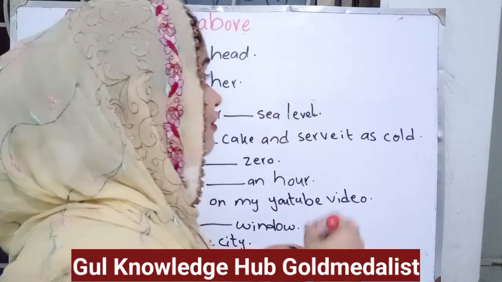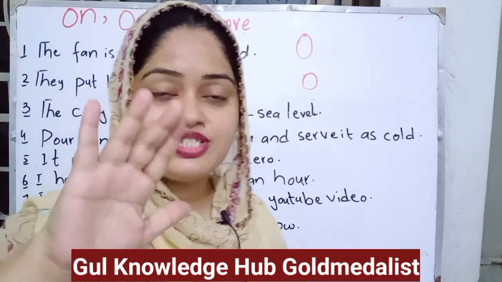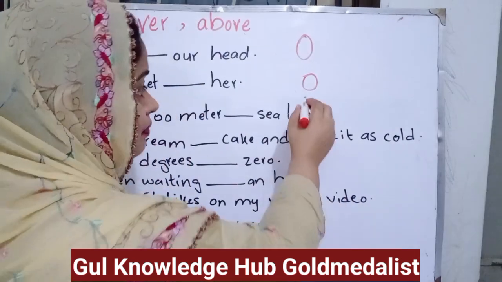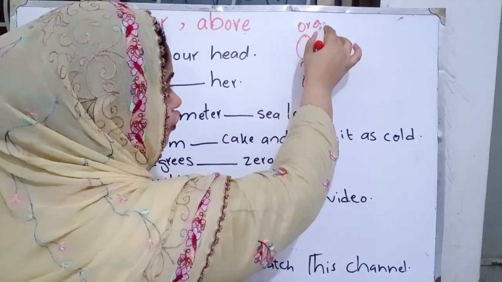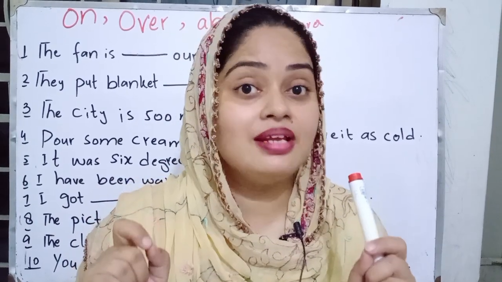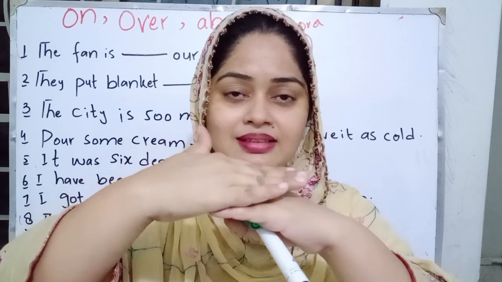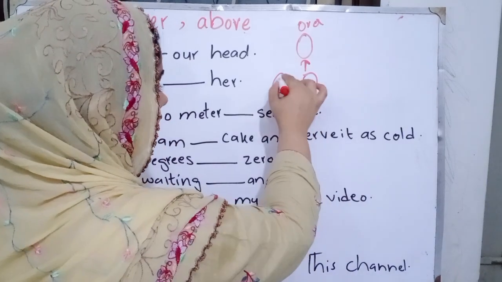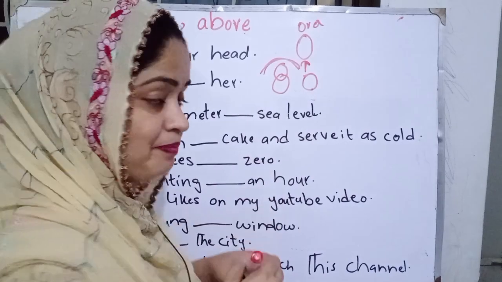For example, if something is directly above something else, we call it over. And in most cases, it is in touch with something else, or it is covering something else.